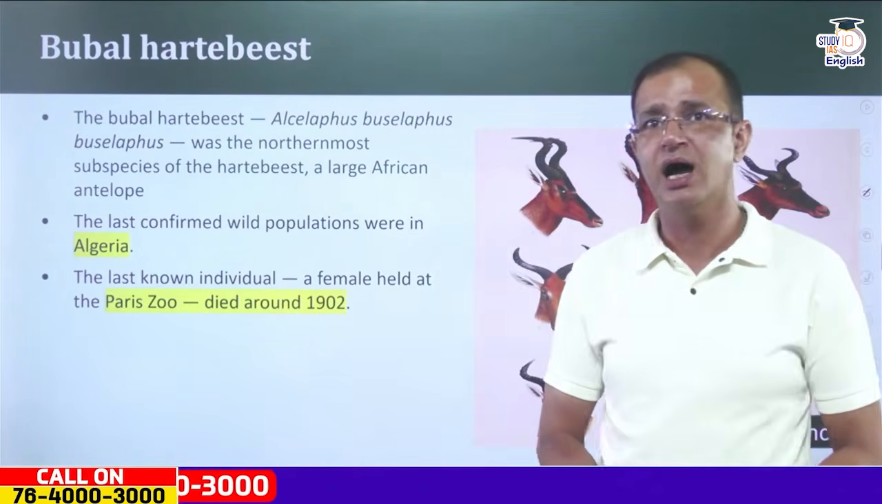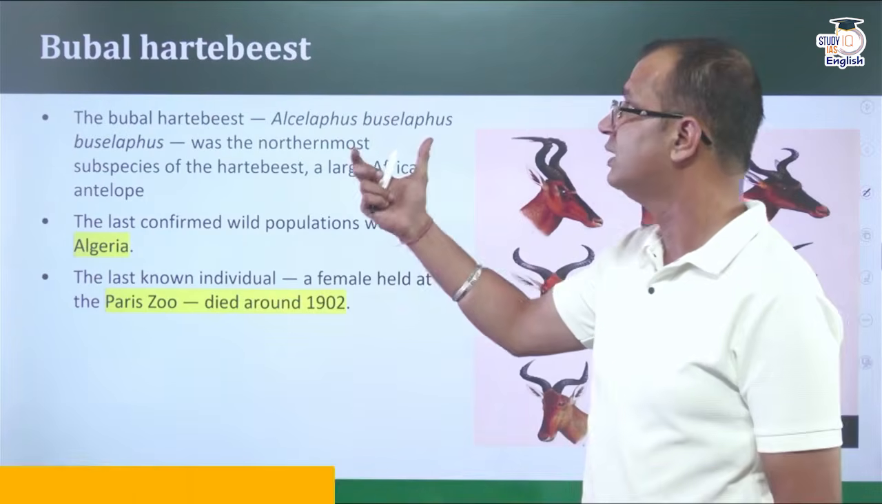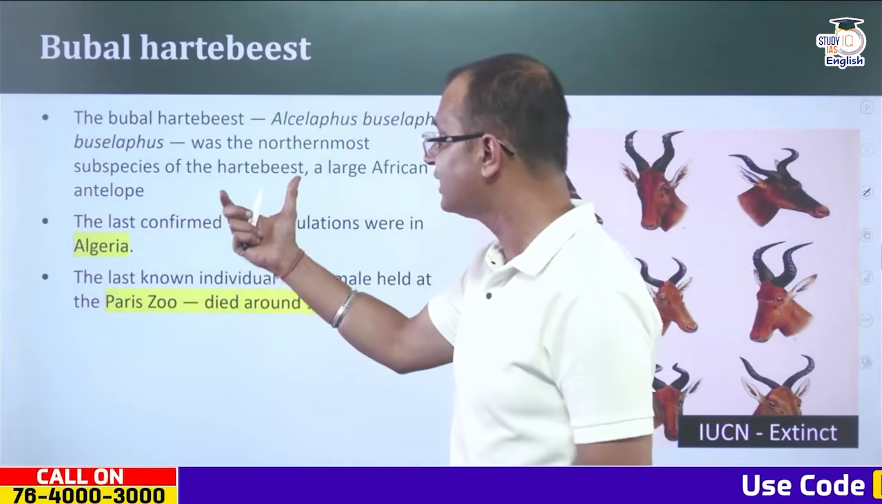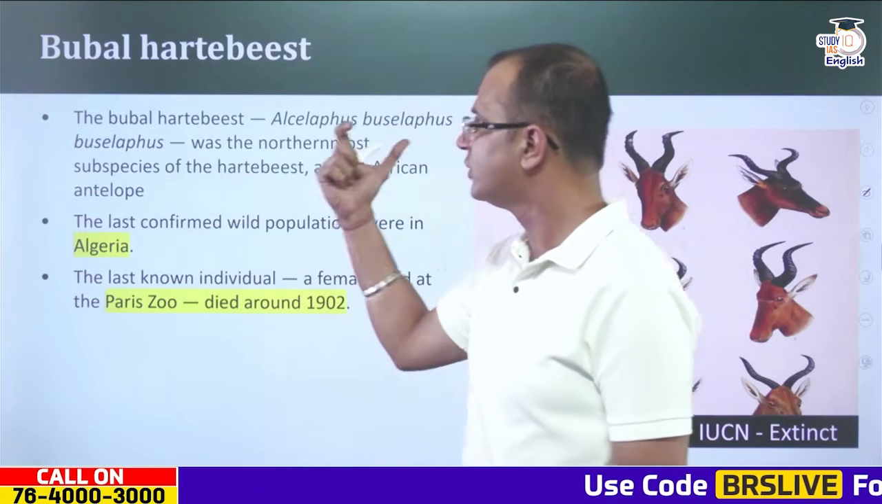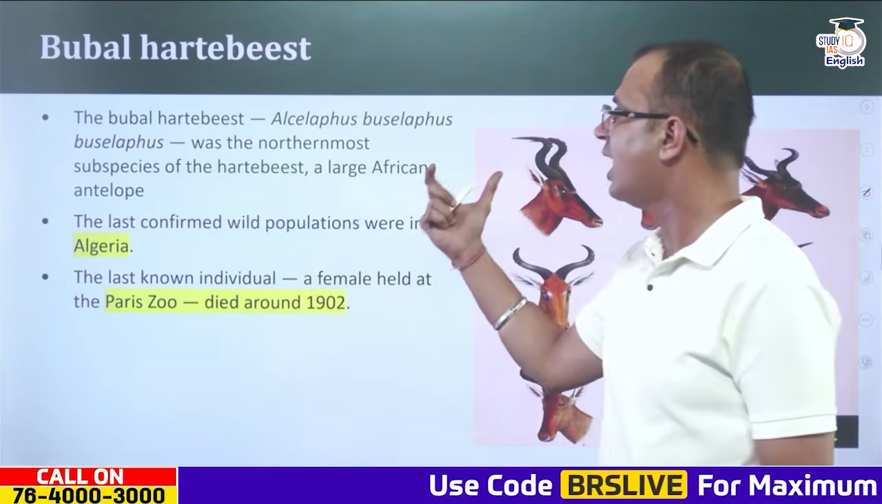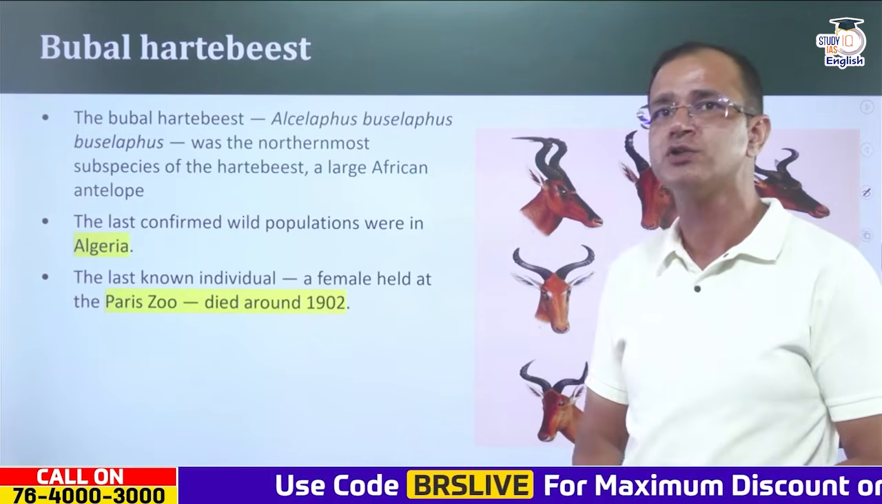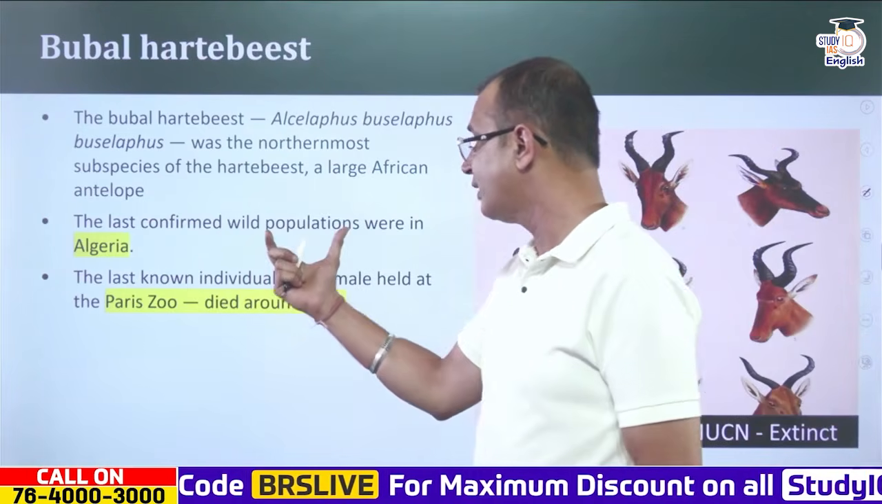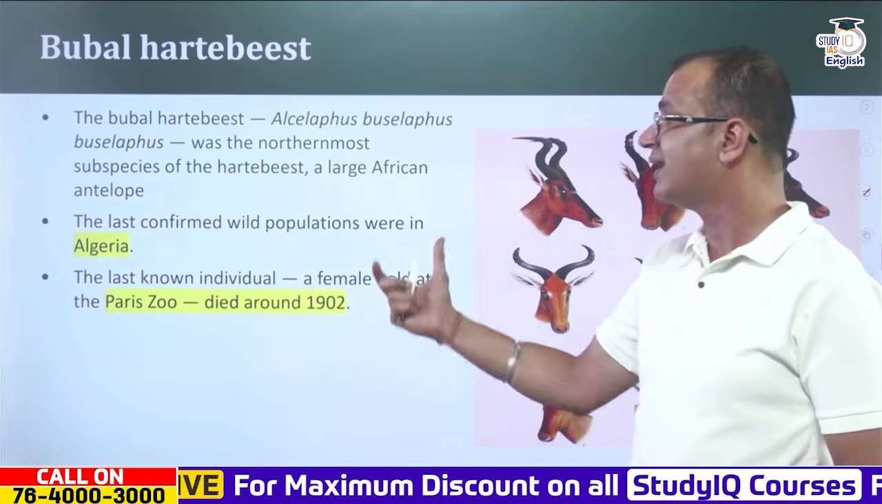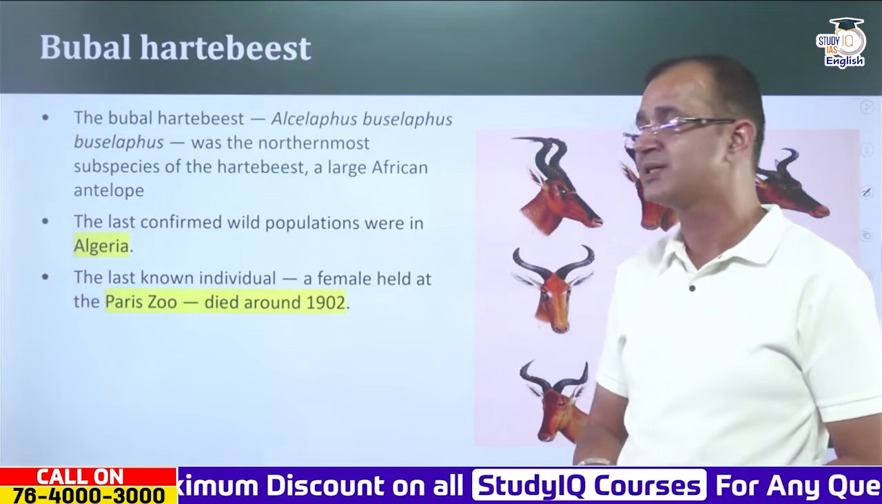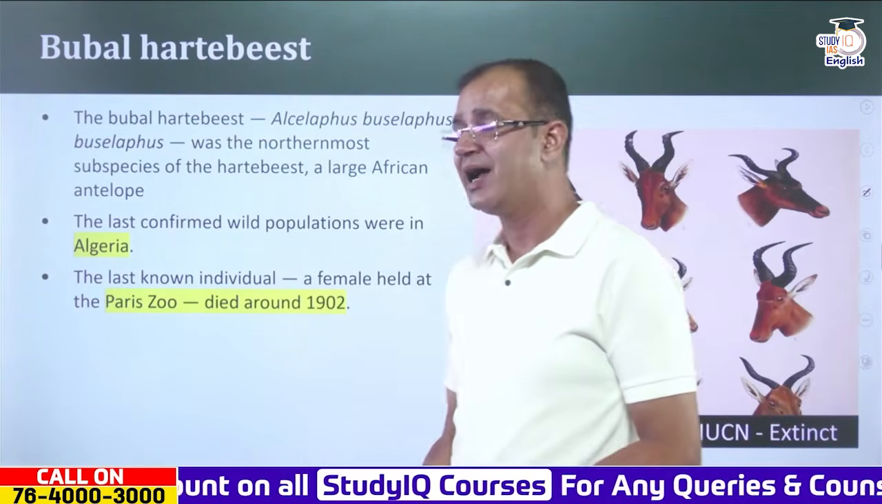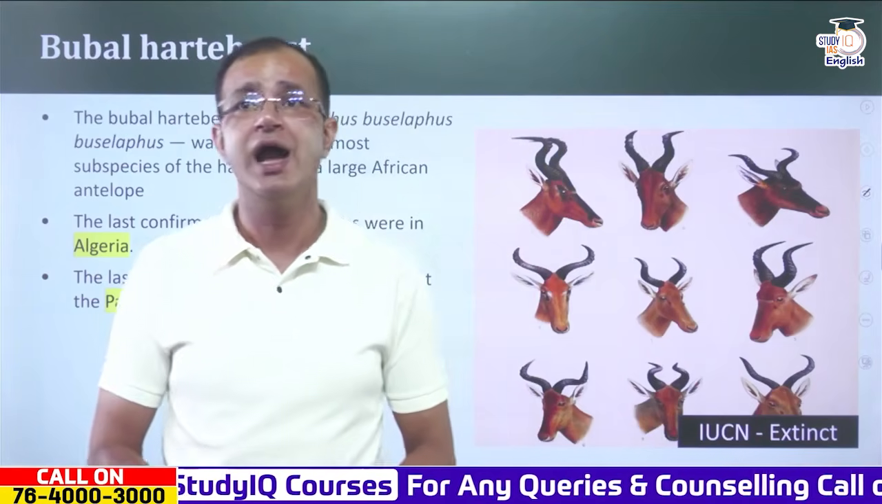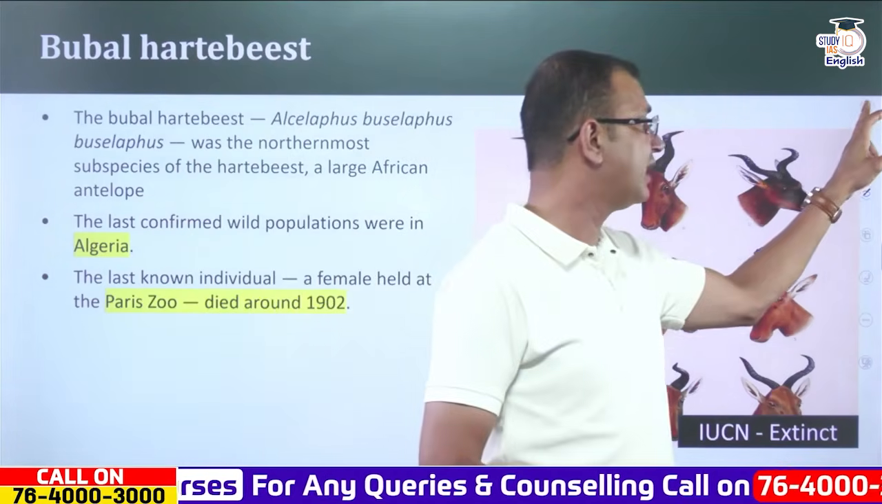Now, the next species is the bubal hartebeest. The bubal hartebeest was the northernmost subspecies of the hartebeest, a large African antelope. The last confirmed wild populations were in Algeria, and the last known individual, a female held at the Paris Zoo, died around 1902. This is also a species that we have lost.